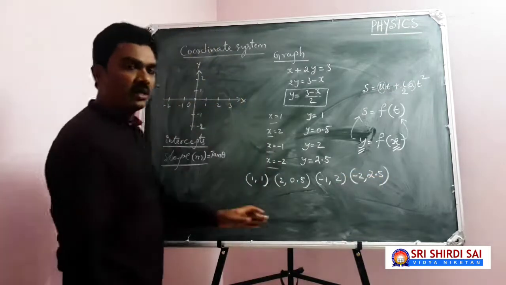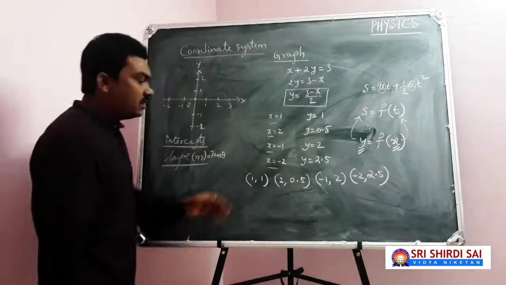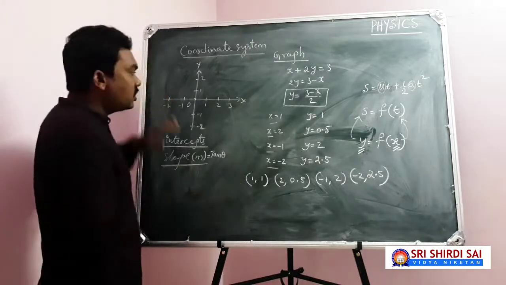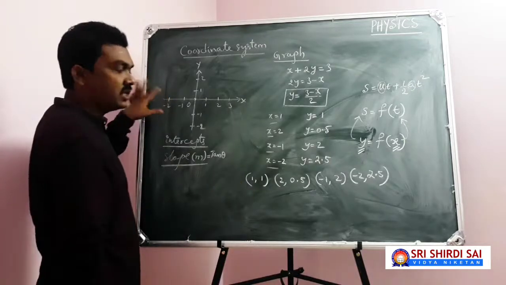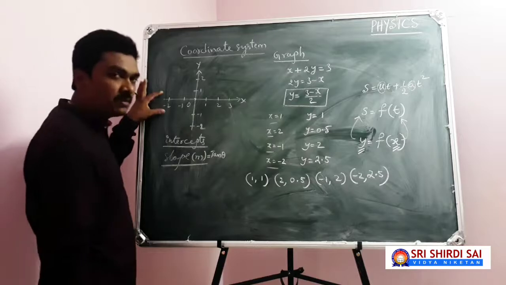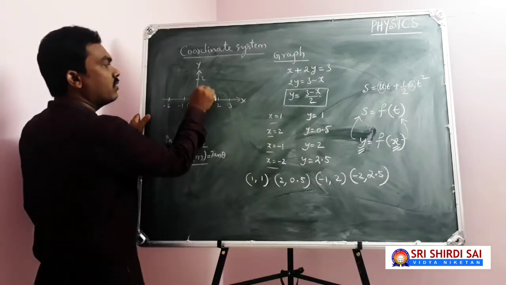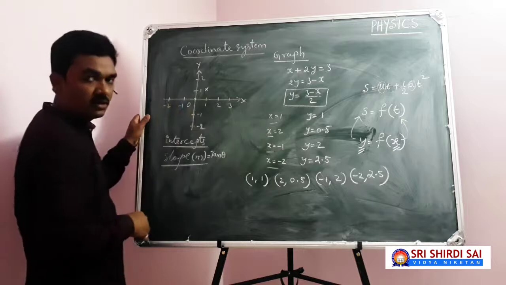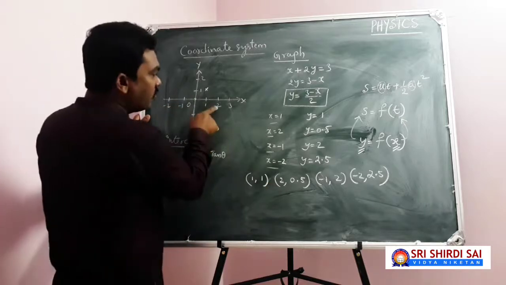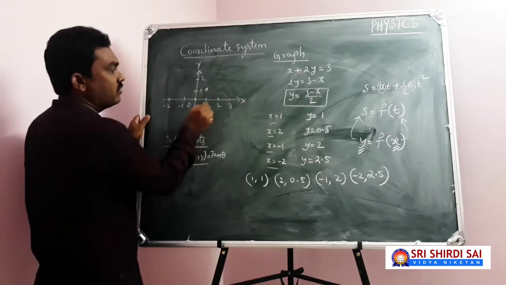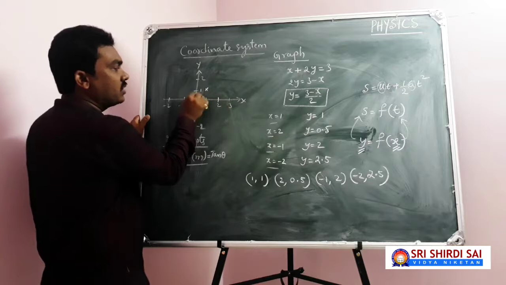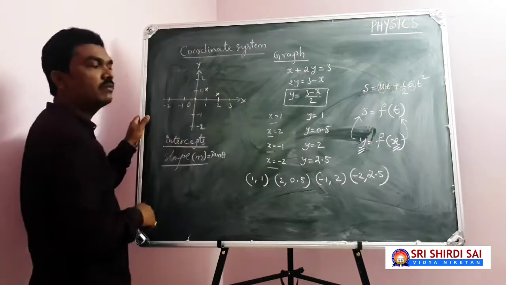In this way, you come across a few ordered pairs. These ordered pairs should be mentioned in this graph, in this coordinate system. X equal to 1, y equal to 1. See here, x equal to 1, y equal to 1. This is the location. X equal to 2, but y equal to 0.5. X equal to 2 here, y equal to 0.5 here somewhere.